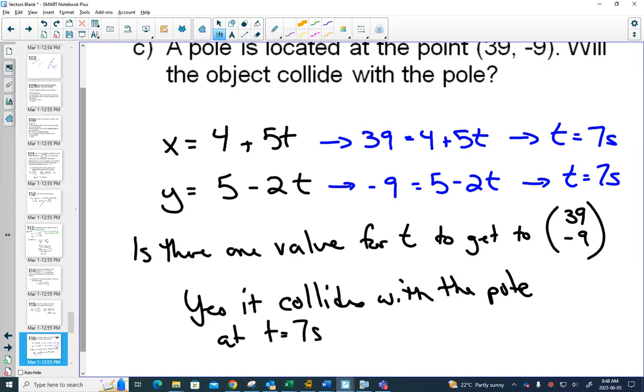So at 7 seconds, the poor kid probably had figured out his own vector equation, but unfortunately couldn't solve it within 7 seconds and ran into the pole, right? Desperately looking down while walking to a piece of paper, trying to figure it out, and collided. Oh my goodness.